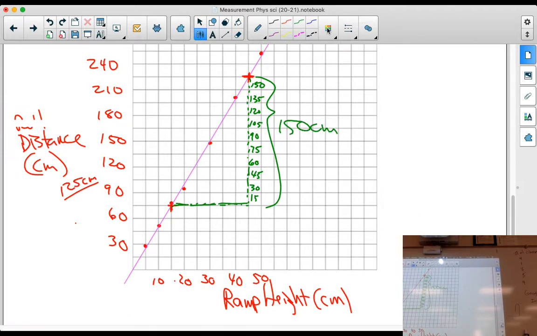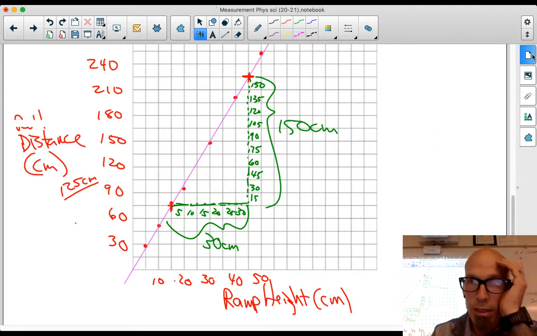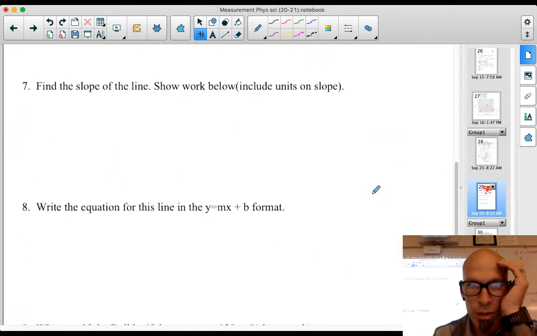Now my run, since I went by 5s here, is again 5, 10, that's a 5 there. Oh my gosh, 5, 10, 15, 20, 25, 30. Boom. I went 30 centimeters for my run. So there's my rise, there's my run, 150 and 30. So then I go down here to my question. Right here. Okay, find a slope.